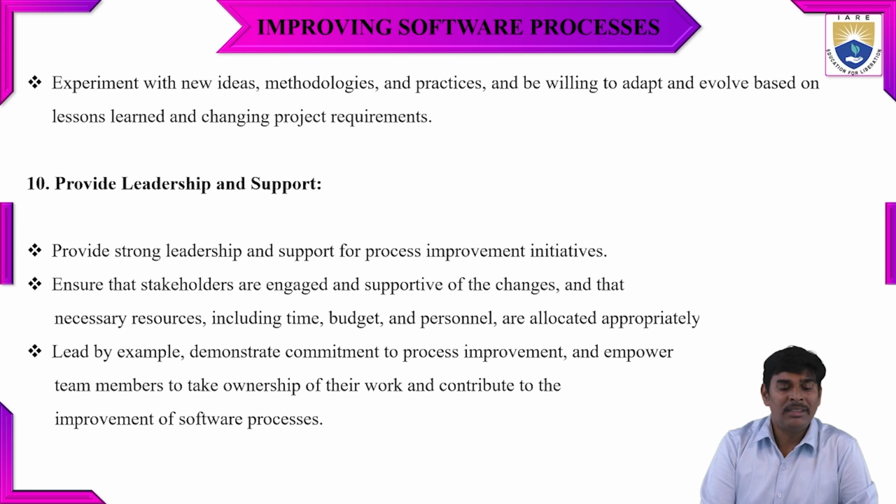The last one is provide leadership and support. We need to provide strong leadership and support for the process improvement initiatives. When you have strong leadership, there will be continuous support for learning and providing new ideas and methodologies, and more practices for process improvement. Next, ensure that stakeholders are engaged and supportive of the changes, and that necessary resources, including time, budget and personnel, are allocated appropriately.